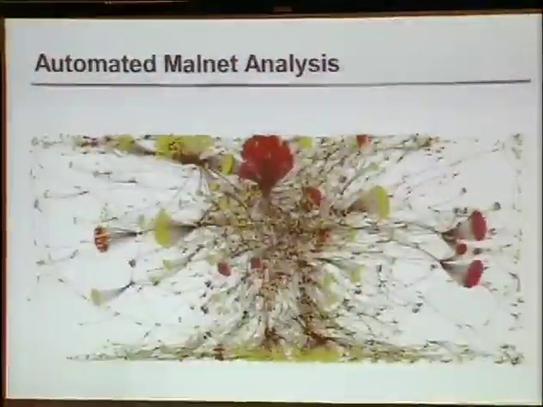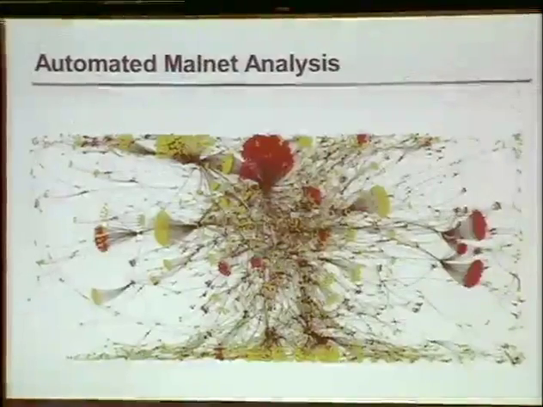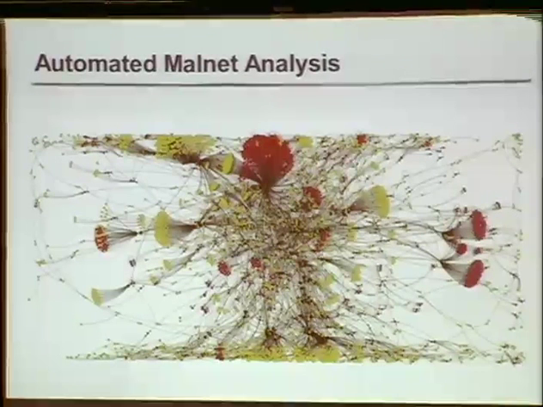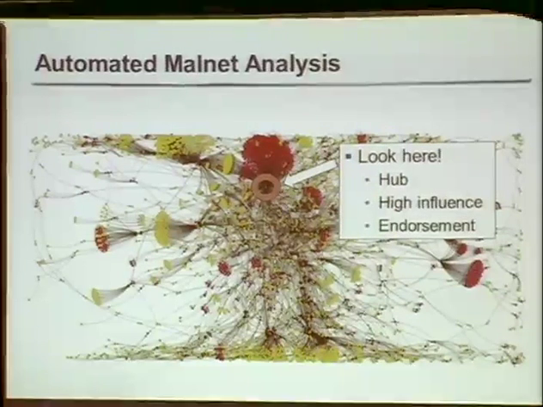The one other thing we were interested in doing was some automated analysis. Once again, with the largest Malnet we've been taking a peek at for fun, there are a lot of domains here. There's a lot going on. And as Tim will talk about in a few minutes, the MySQL hack was part of one of these larger Malnets, and just one part of what they were doing that day. And so we really would like something to be able to say, hey, look here, that's interesting.